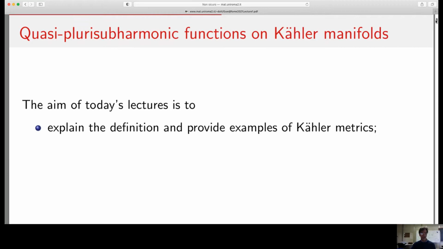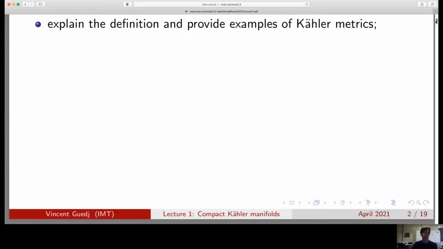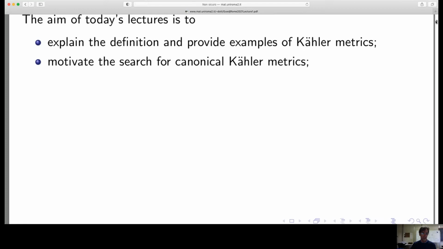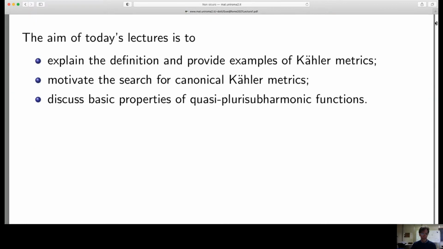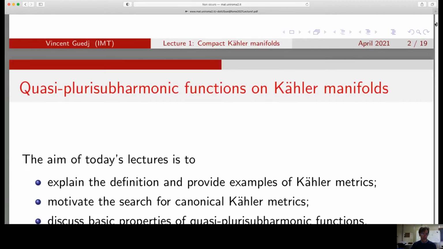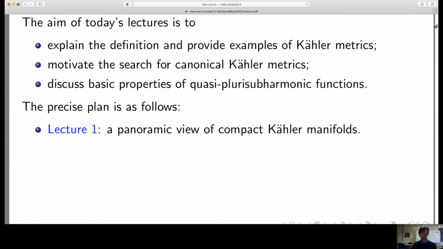Now we want to explain the notion of Kähler metric on a complex manifold, usually compact complex in our case. And then we motivate the search of canonical Kähler metrics, which is Kähler metrics on a given manifold defined in a canonical way, so that the existence or non-existence of such metrics is giving us information on the manifold. And then in the second lecture, which was already done by Eleonora, she discussed the notion of quasi-plurisubharmonic functions. And so let's start.